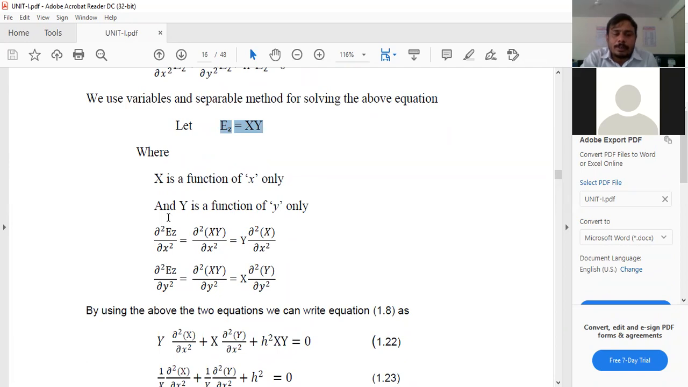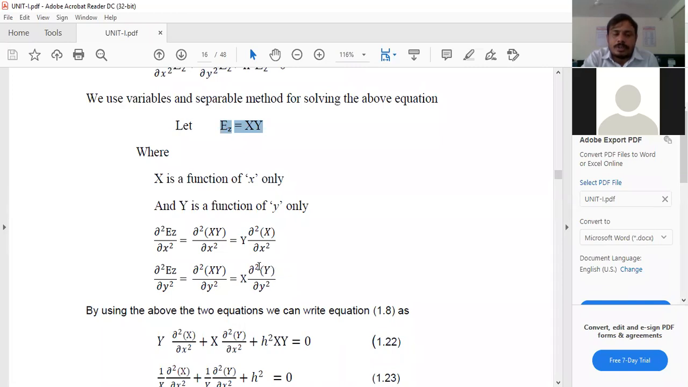In the same way, I am going to differentiate with respect to y. ∂²Ez/∂y², where Ez is equal to XY. Here Y is only in terms of y, where X is constant, so X into ∂²Y/∂y². Now ∂²Ez/∂x² is equal to Y into ∂²X/∂x², and ∂²Ez/∂y² is equal to X into ∂²Y/∂y².